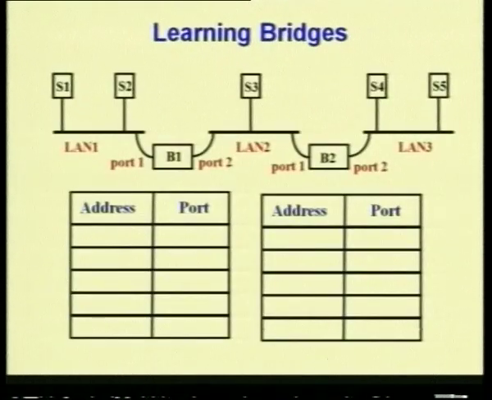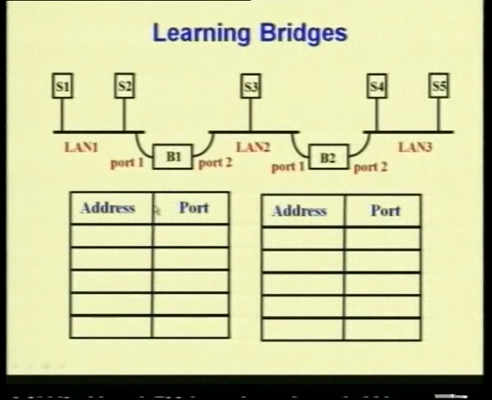So, let us look at how the bridges learn this information as different transmissions take place. I am having a setup here which shows LAN 1 connected to LAN 2 by means of a bridge B1, and LAN 2 connected to LAN 3 by means of a bridge B2. Let us assume that we have S1, S2 on LAN 1, S3 on LAN 2 and S4, S5 on LAN 3. Now, note that the bridges have two ports, port 1 and port 2 on this side, similarly port 1 here and port 2 here. So, what the bridges are basically going to learn is which addresses are on which port. So, it maintains a table of address and the corresponding port.